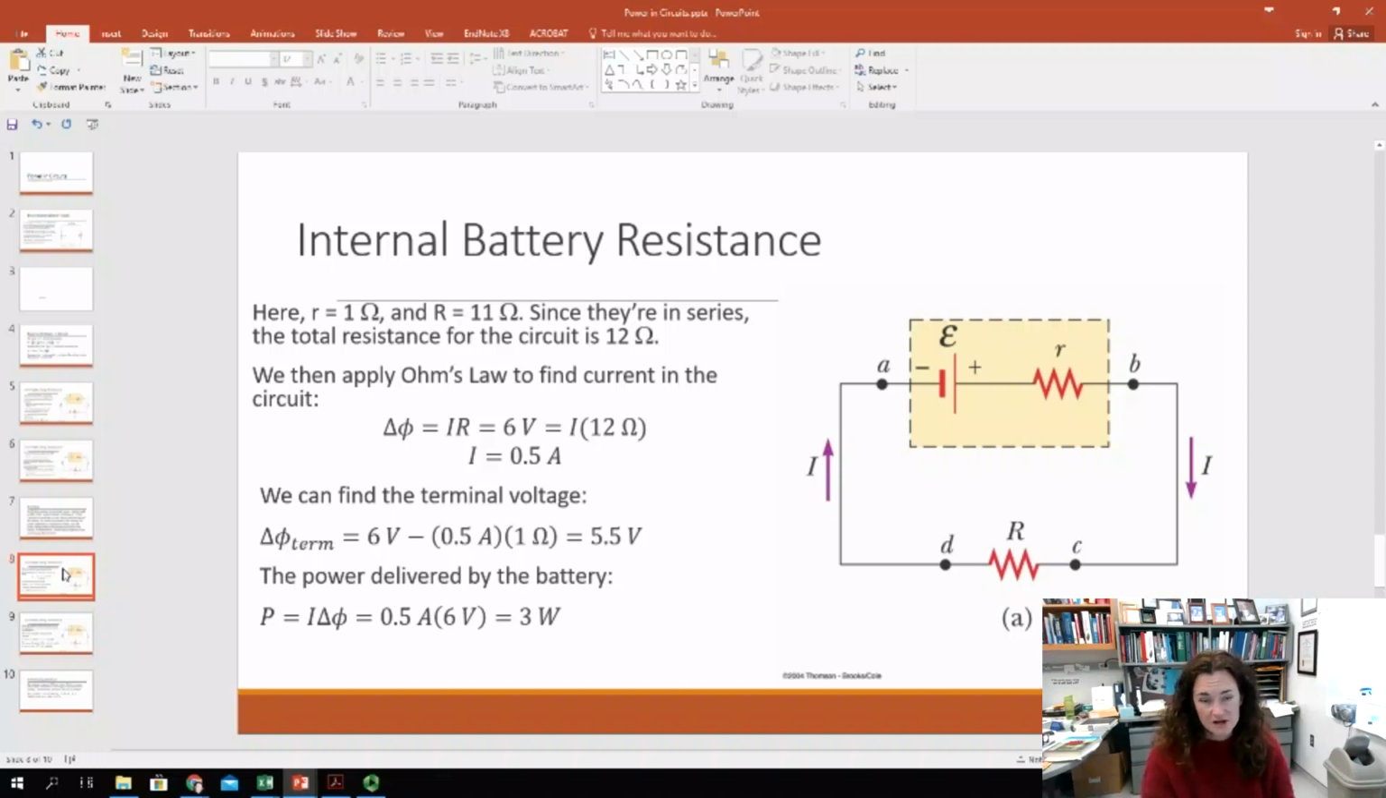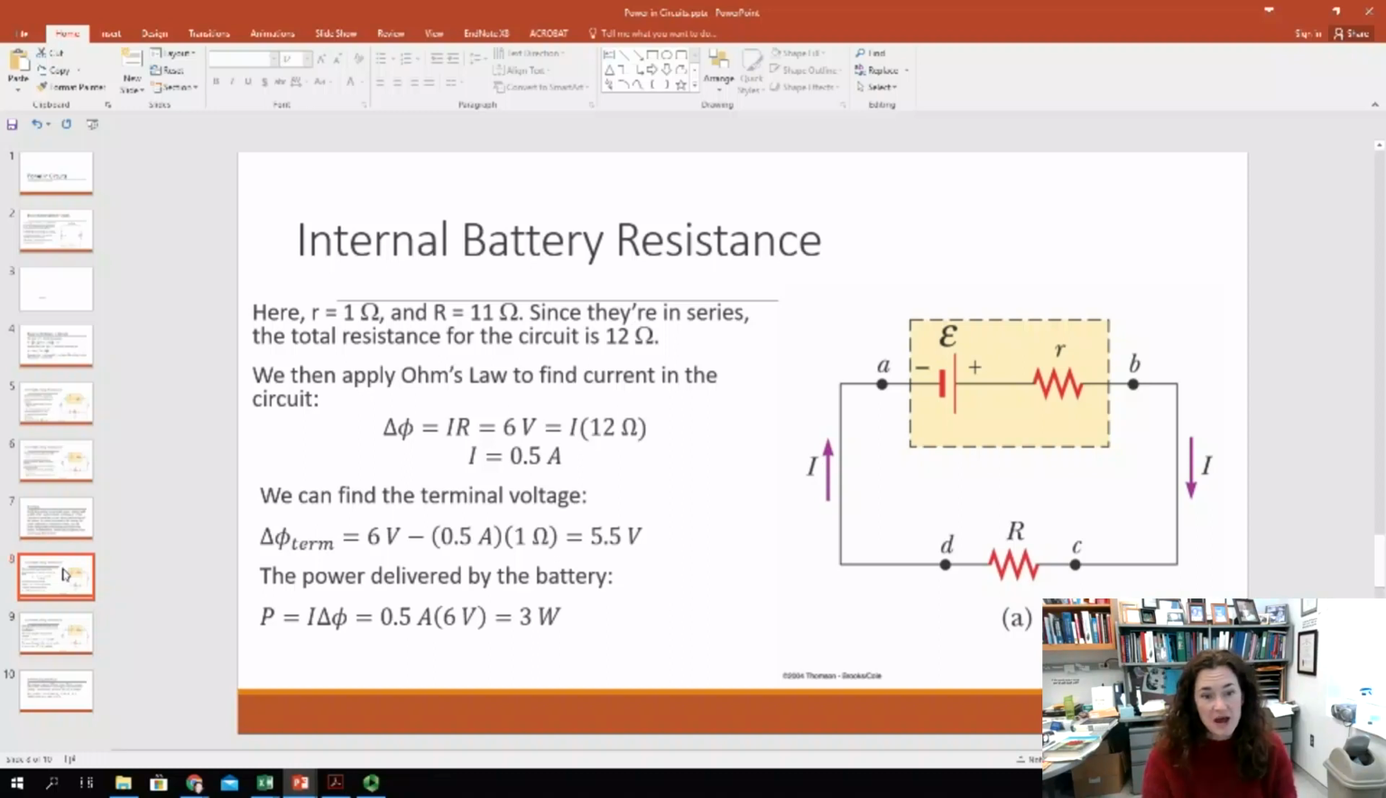Now let's apply Ohm's law to find the current that the battery supplies. So delta phi is equal to IR. Delta phi here would be 6 volts, and then I times 12 ohms, which is the equivalent resistance of the internal and external resistances. When we solve for that, we get a current of 0.5 amps, half an amp. Now that we have the current, we can find the terminal voltage. That would be the EMF of the battery, 6 volts, minus the current times the internal resistance, 6 volts minus 0.5 amps times 1 ohm. That gives me 5.5 volts for the terminal voltage.